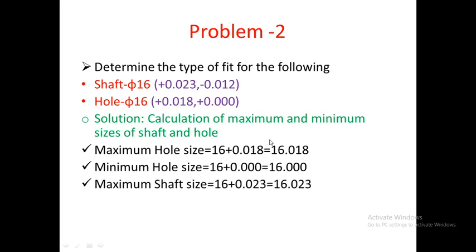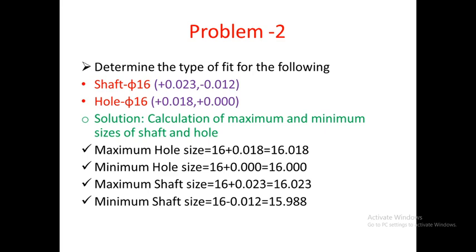Maximum shaft size is equal to 16 plus the upper deviation, that is 0.023, that will be equal to 16.023. Minimum shaft size will be equal to 16 minus 0.012. This is the lower deviation. So 16 minus 0.012 will be equal to 15.988. So we have calculated the maximum as well as the minimum hole size and the shaft size. Now we will continue with the further steps.